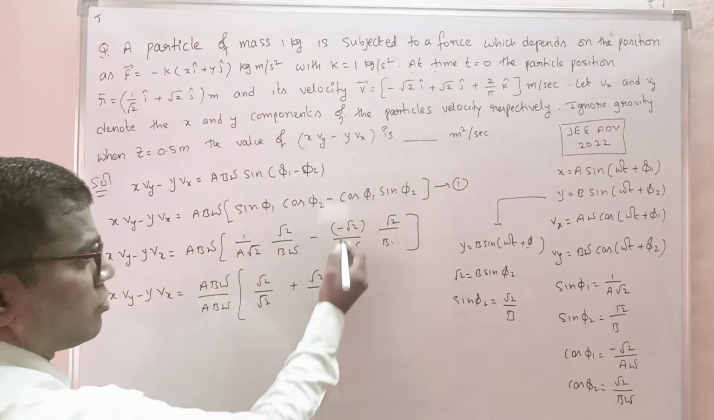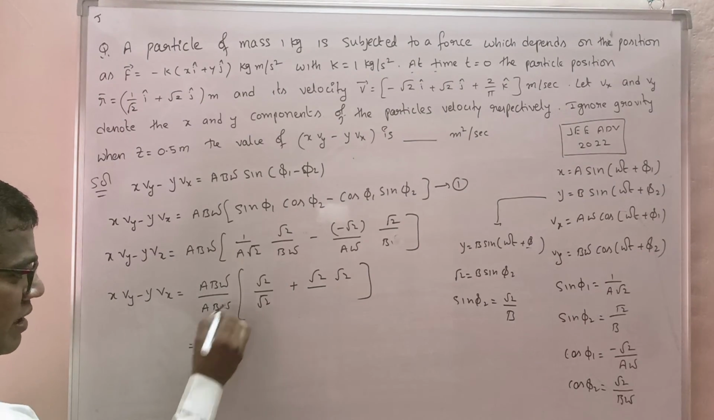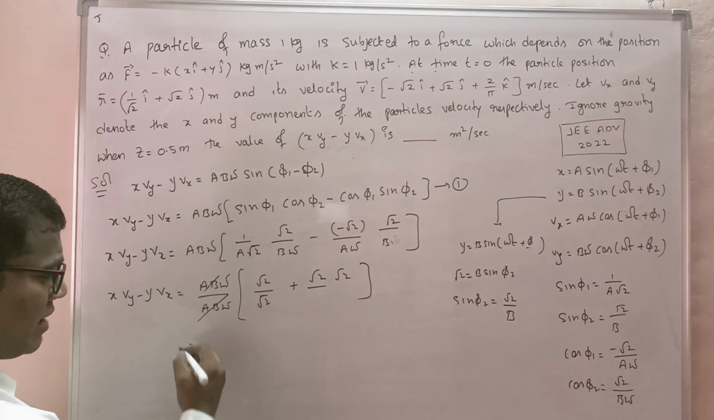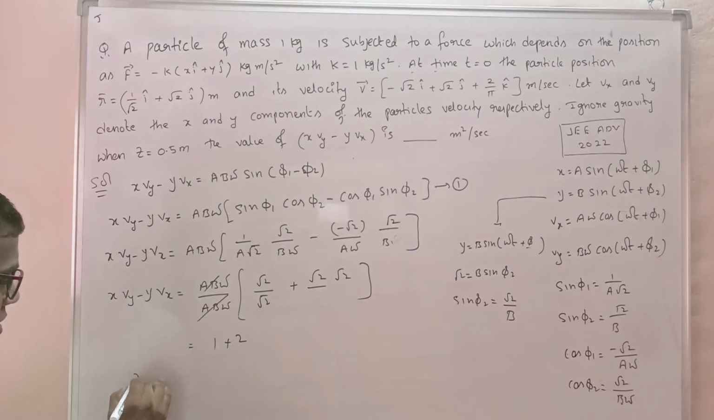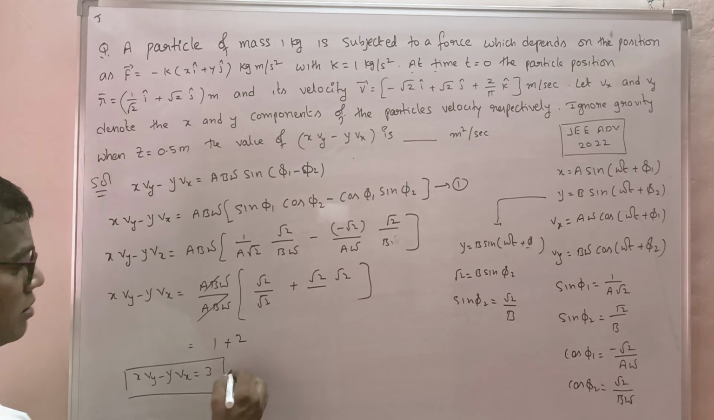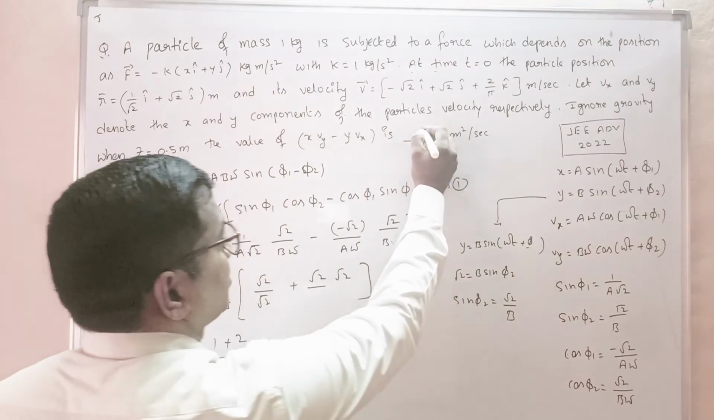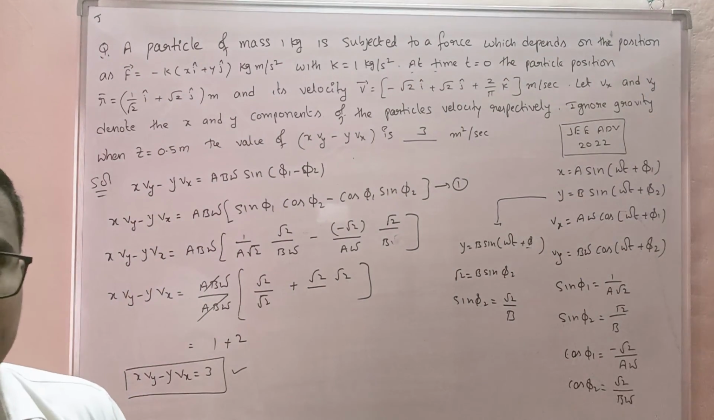So now we get root 2 into root 2, right? Here the a and b get cancelled. So 1 plus root 2 into root 2, which is 2. So x Vy minus y Vx is equal to 3, which is the answer. 3 meters square per second is the right answer.